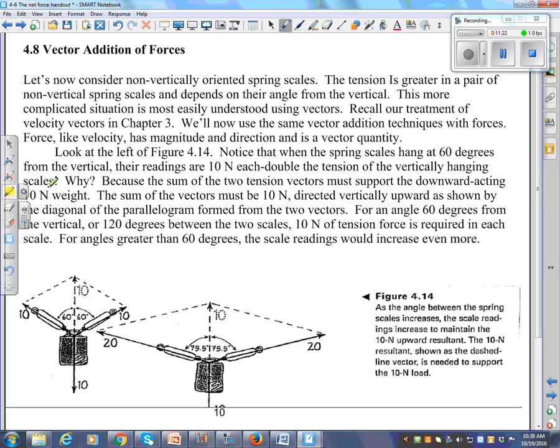The sum of the vectors must be 10 newtons directed vertically upward. In other words, the y components have to add up to 10. The sum of the vectors must be 10 newtons directed vertically upward, as shown by the diagonal of the parallelogram formed from the two vectors. For an angle of 60 degrees from the vertical, or 120 degrees between the two scales, 10 newtons of tension force is required in each scale. For angles greater than 60, the scale readings would increase even more.